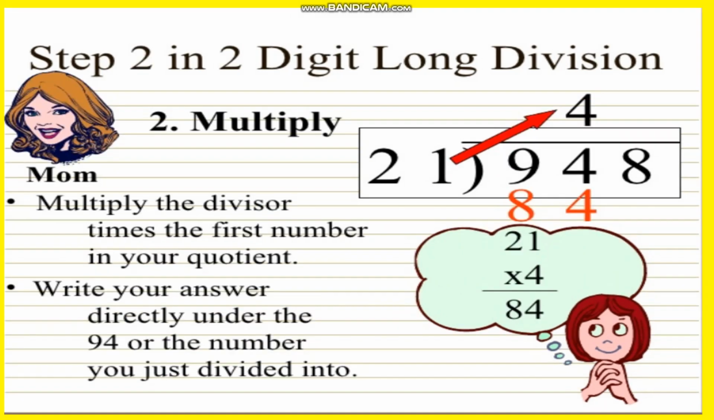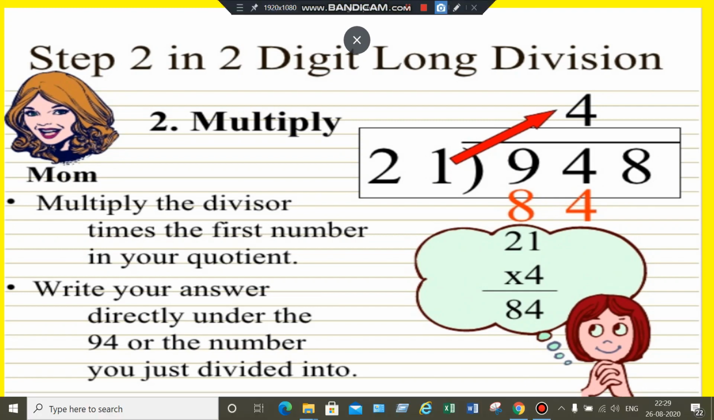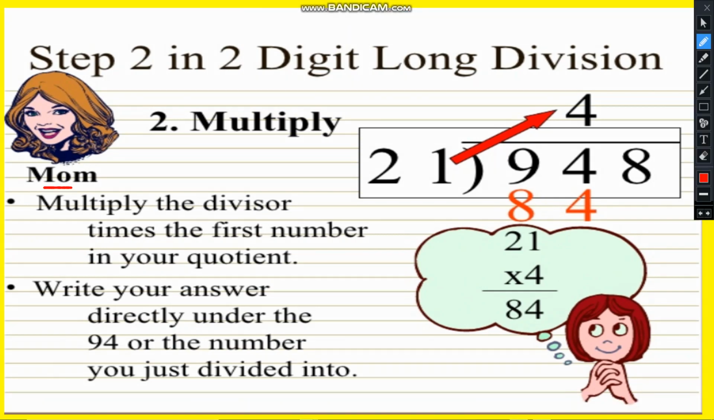So now moving further, now the step of multiplication comes in where mom is there. So mom is multiply, if you remember that way. So now 21 into 4, 21 multiplied by 4, you get 84. So now we have got 84 there. So you will write your answer directly under the number 94, or the number you have just divided into. Okay? So we are writing it that way.